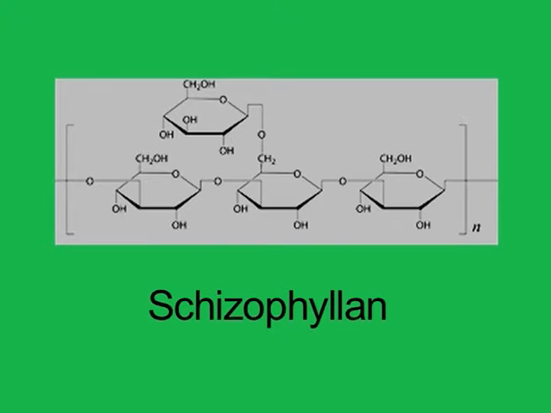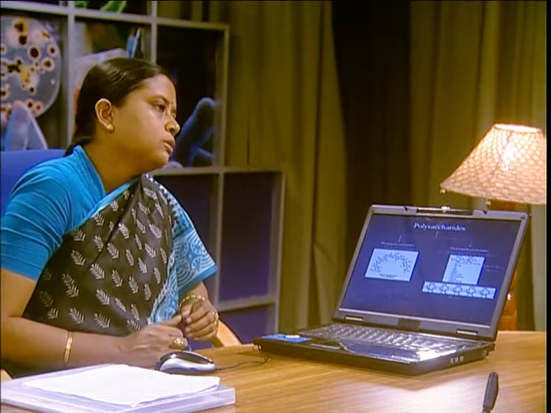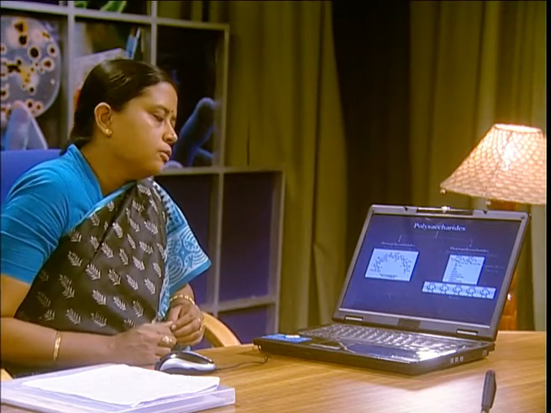Zymosan is another yeast cell wall component, and it is also a glucan having beta 1,3 and beta 1,6 glycosidic bonds. At some positions there are beta 1,6 bonds. Paramylon is found in Euglena. Paramylon is also a glucan, a beta 1,3 glycosidic bond is there, and paramylon is a storage polysaccharide in Euglena.